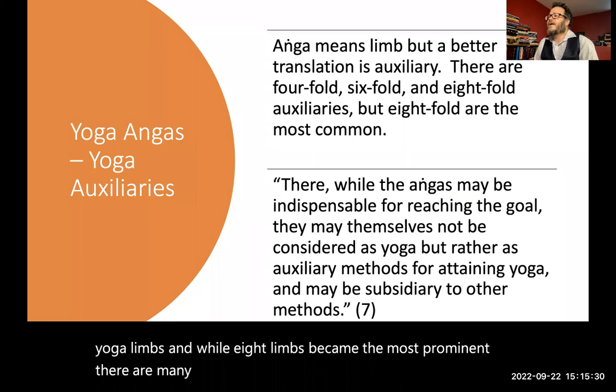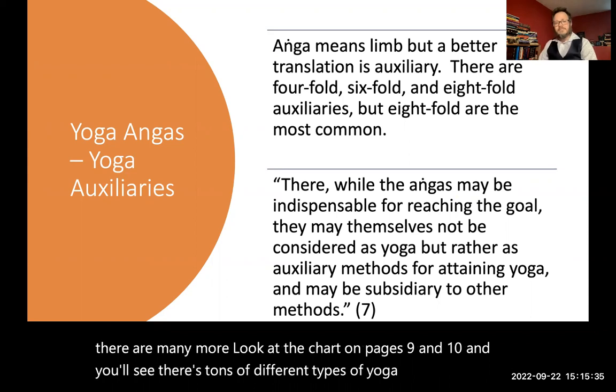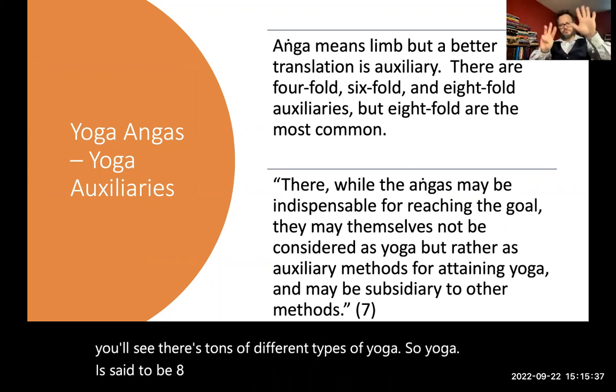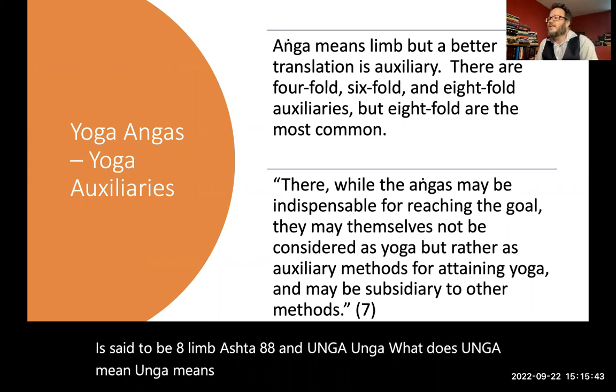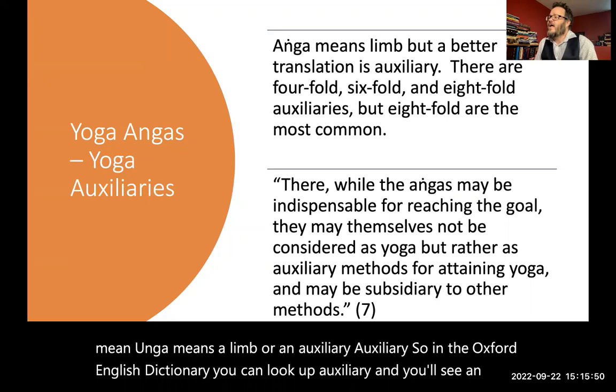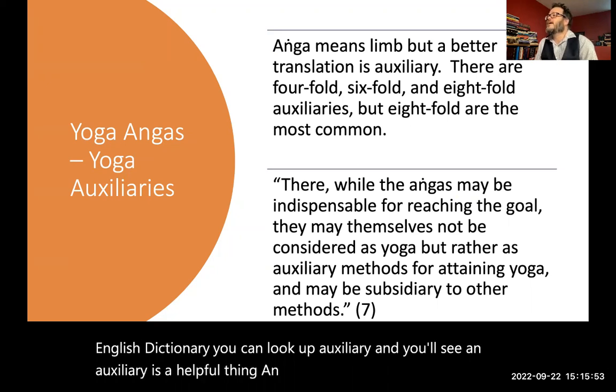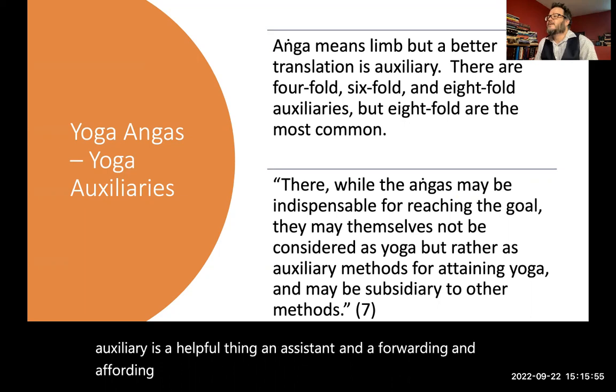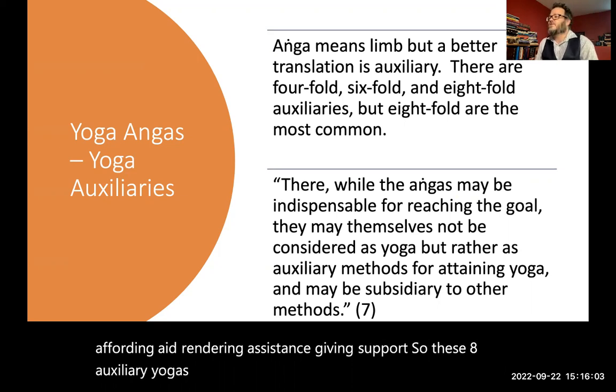Look at the chart on pages 9 and 10, and you'll see there's tons of different types of yoga. So yoga is said to be 8 limb: ashta, 8, and anga. What does anga mean? Anga means a limb or an auxiliary. In the Oxford English Dictionary, you can look up auxiliary, and an auxiliary is a helpful thing, an assistant, affording aid, rendering assistance, giving support. So these 8 auxiliary yogas are assistants to attaining yoga.